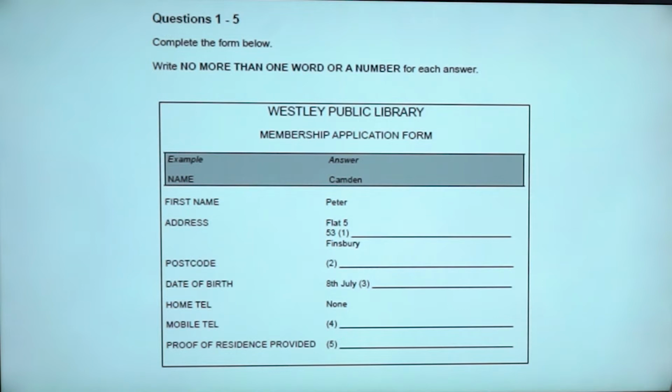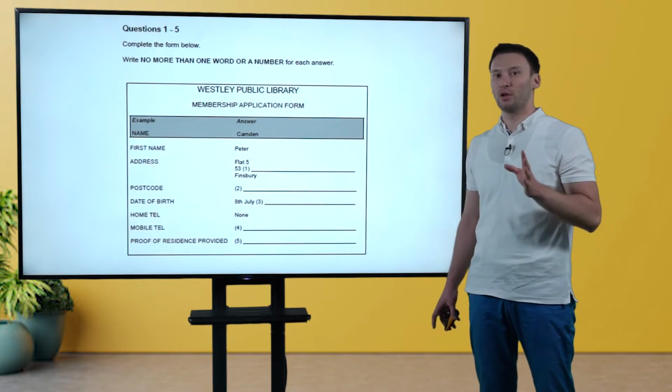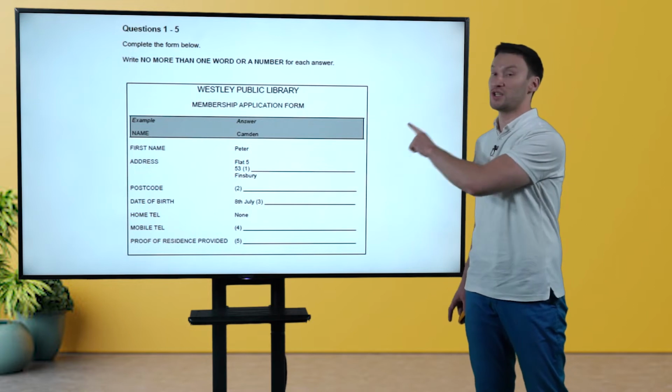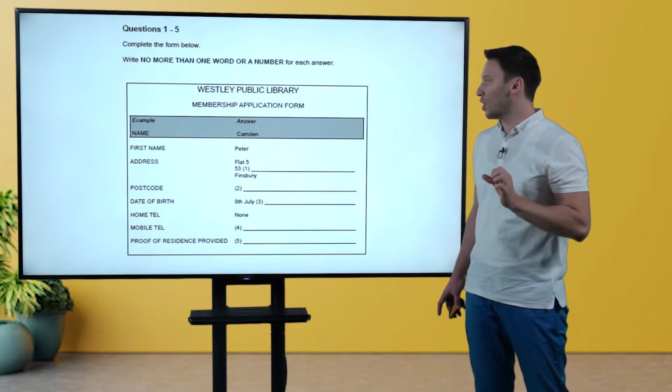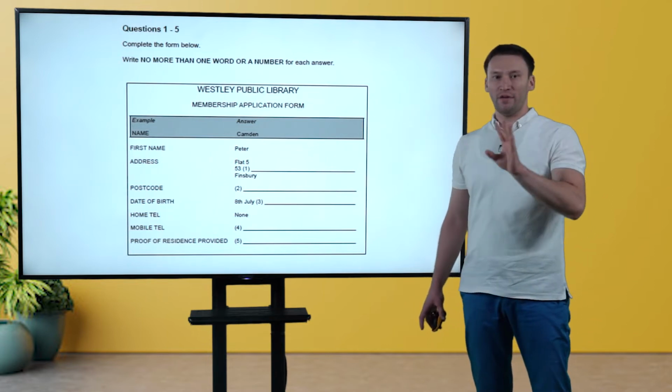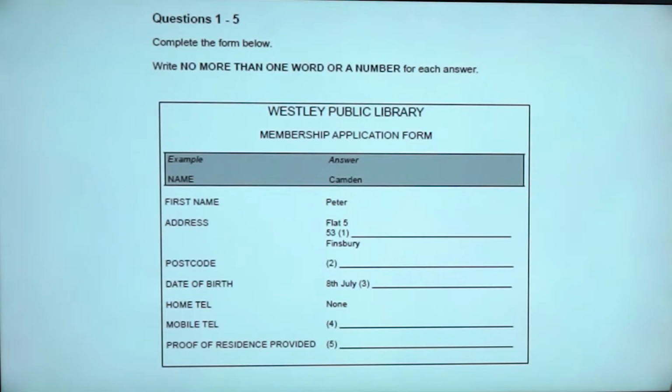So the listening is going to take place in the library. Before we listen to the text, I want you to come closer and look at the questions first to understand what part of speech we're supposed to fill in the gaps. Always, you have an example that has been done for you. Let's look at the example.